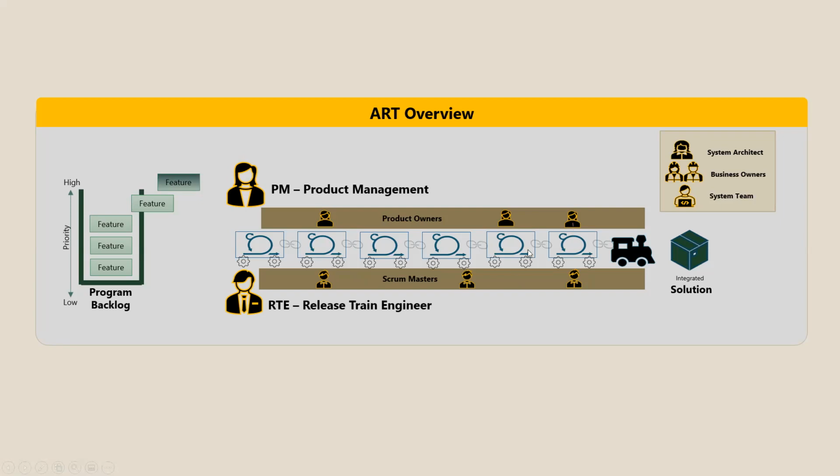On top of all the Scrum Masters, there is a Chief Scrum Master or the release train engineer. On top of all the product owners at a program level, you have product management. And this is a train which is pulling up features from this and moving forward. So this is an overall view of how an ART looks like. Any questions before we move on?